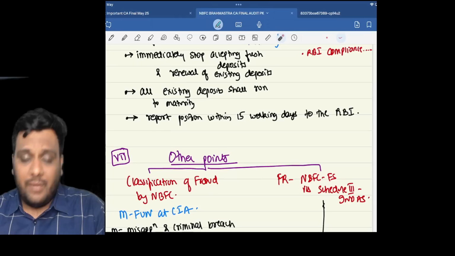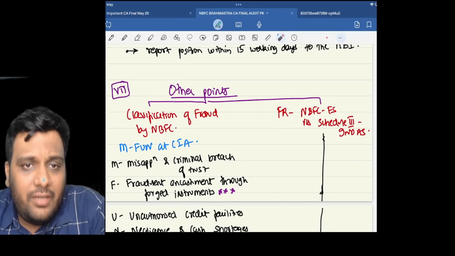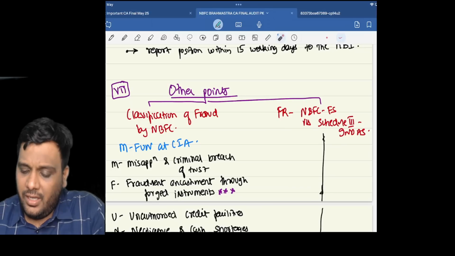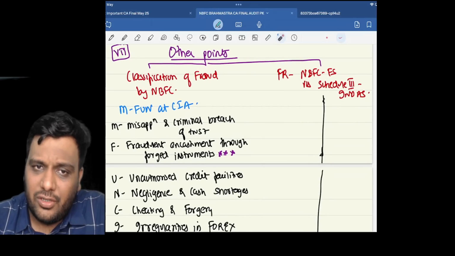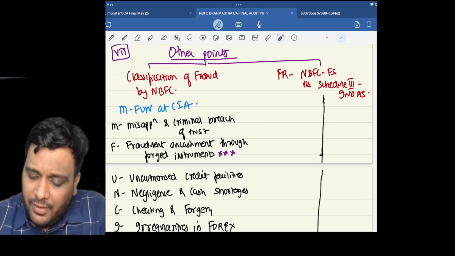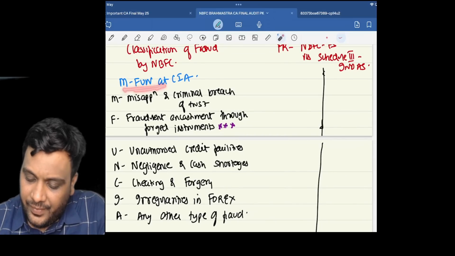Okay. Other points, there is one paragraph on classification of fraud by NBFC, which is again as per RBI guidelines. What is the fraud, how it needs to be reported, all of that is not given. They have just given classification of fraud by NBFC. I have also created one code word and you can learn this by heart. All right. However, there is one adjustment.